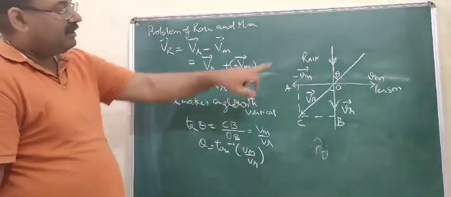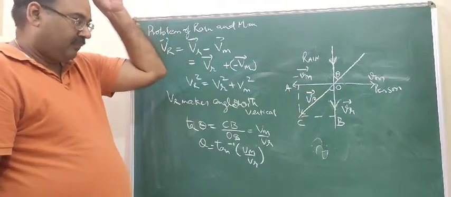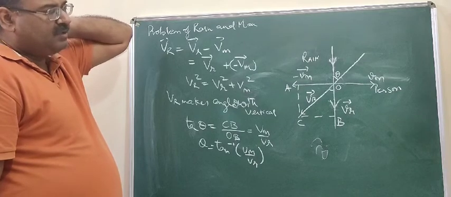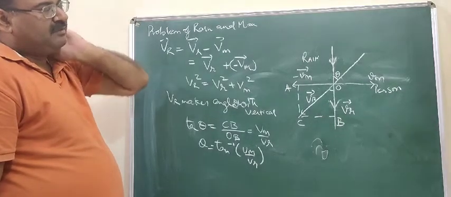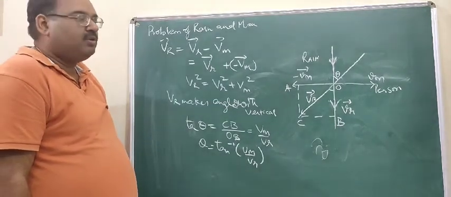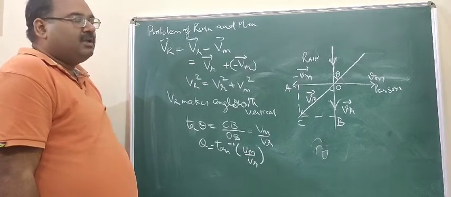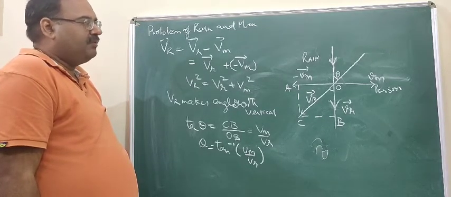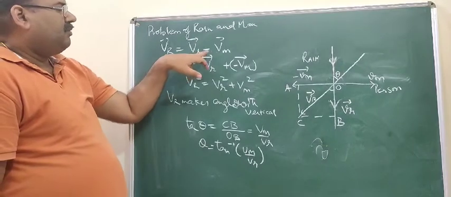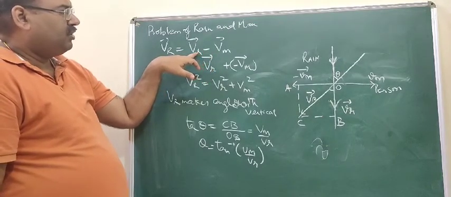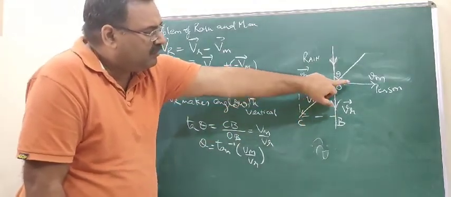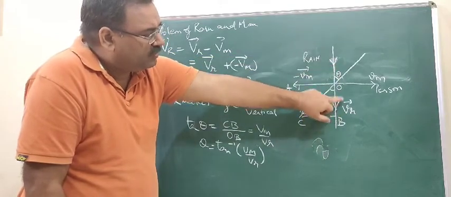So I have drawn a diagram here. The raindrop is falling vertically, and a person is moving at an angle of 90 degrees along the positive x-axis, represented by Vm. That is the velocity of the man moving in the positive x direction. Now we have to find out the relative velocity. So the relative velocity is given by Vr minus Vm. Vr is the velocity of the rain. What is Vr? It is coming from top to bottom. This is the velocity of raindrops and this is the velocity of the man.